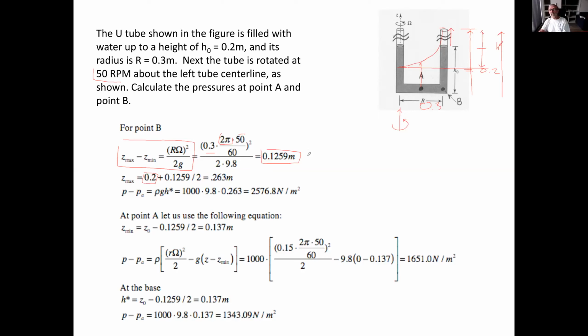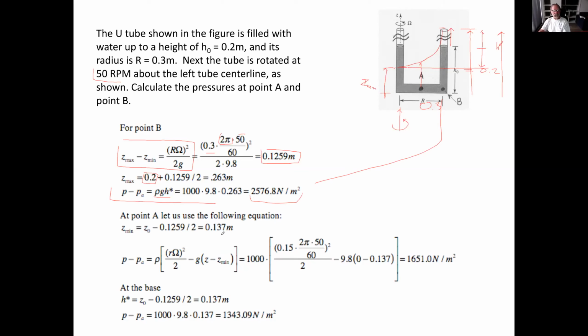Are we good? So therefore, we know the height, and we can use the simple formula, rho g h, multiply, and here's the number. That's the pressure at point B. That's the easiest point. Now, let's see point A. For point A, we need to find out what Z minimum is, which is the center. This is Z minimum. Okay, we found Z minimum.